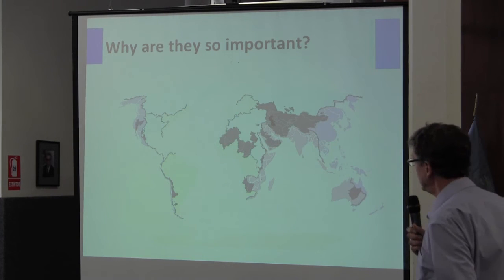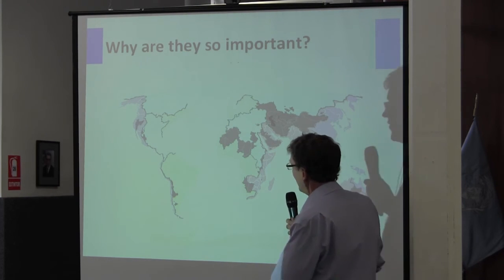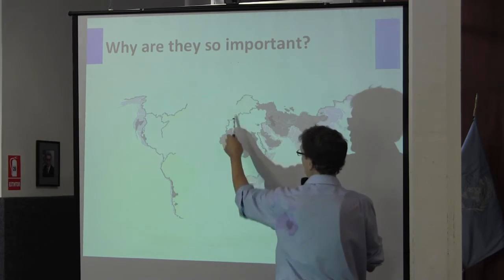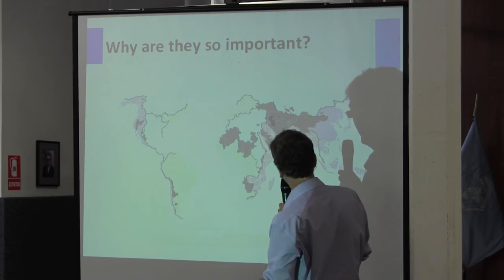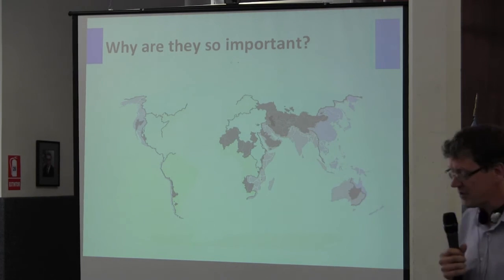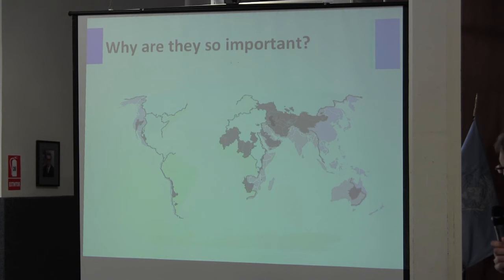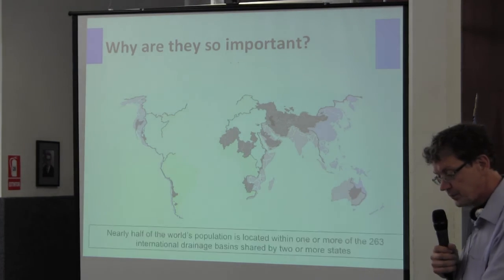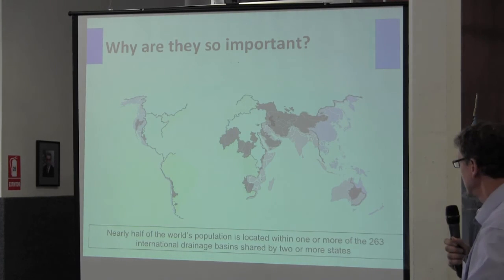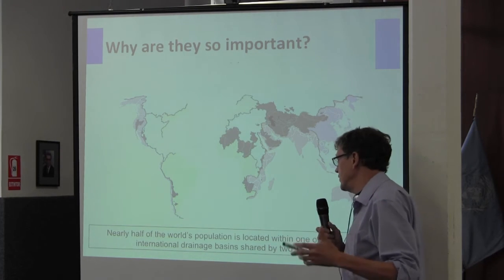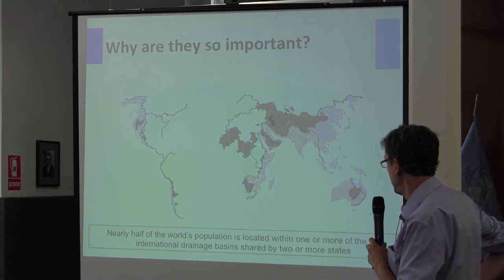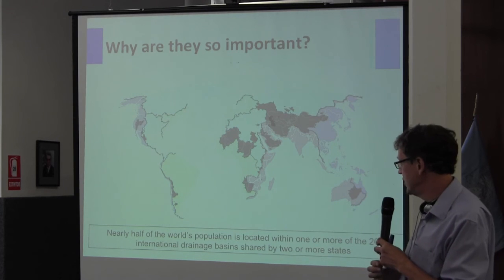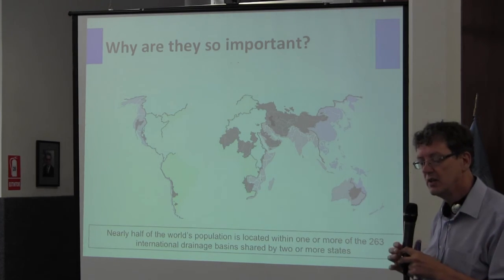So why are they important? This is Latin America. The US is up here somewhere, and Europe has kind of fallen off this. It's taken from a picture of the globe, and is showing international water drainage basins. But why are they important? Nearly half the world's population is located within one or more of 263 international drainage basins that are shared between 2 or more states.